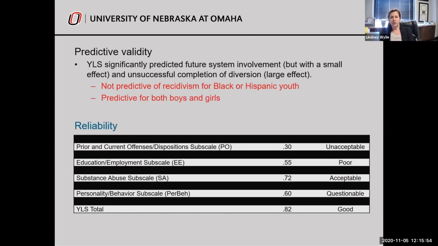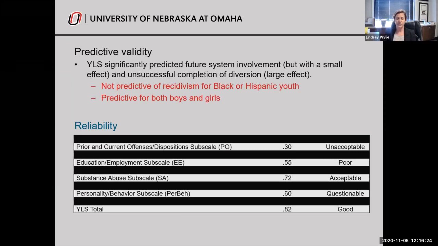All right, so I'm just going to go through each tool and highlight some of the things we found. We did find that the YLS significantly predicted future system involvement, but it had a pretty small effect, and it did predict whether someone unsuccessfully completed diversion. However, we found that it was not predictive of recidivism for Black or Hispanic youth, but it was predictive for both boys and girls. And you'll see in the reliability box that looks at each of the subdomains.